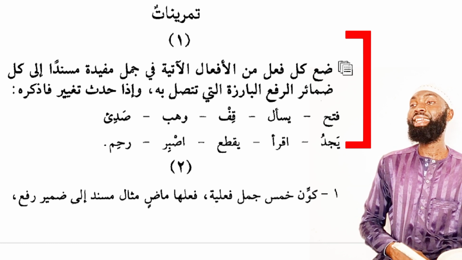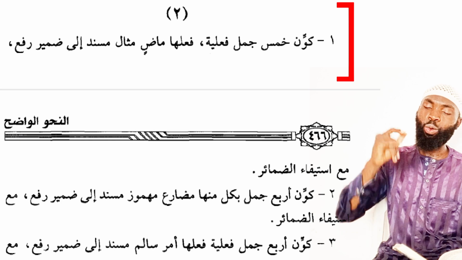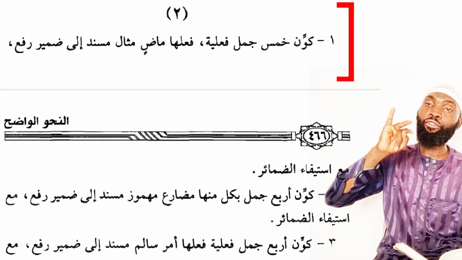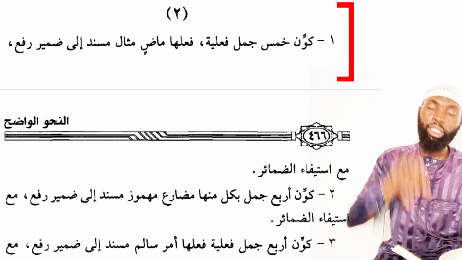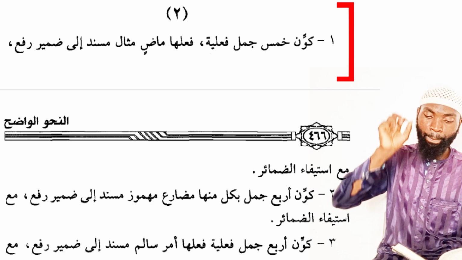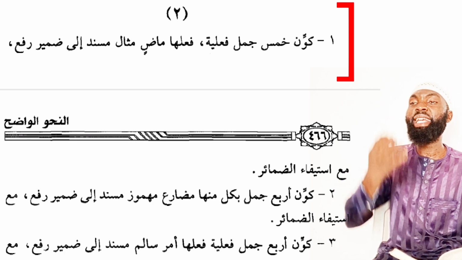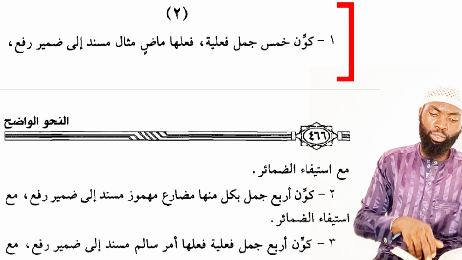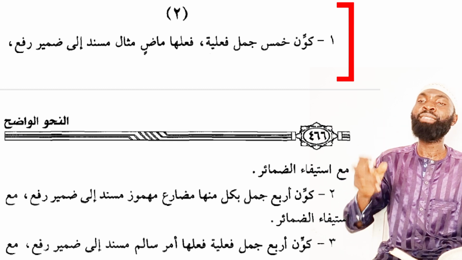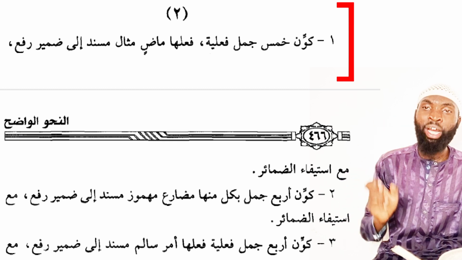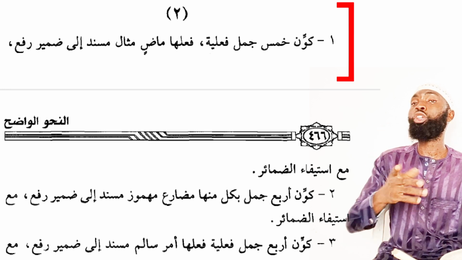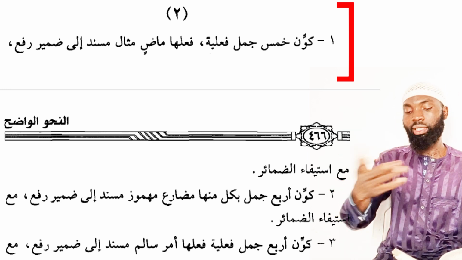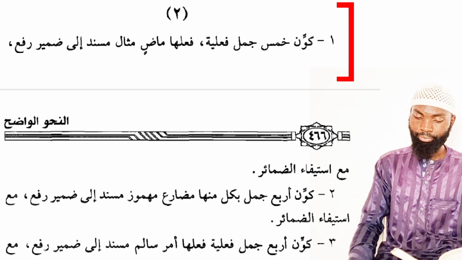Coming to exercise number 2. The first one says: form five sentences, five verbal sentences, whose subject is a pronoun. The verb should be a past tense verb, a mithal verb, which begins with a weak letter, attached to a nominative pronoun, making sure that you use all of the pronouns. First I can say dhahabtu ila al-masjid.